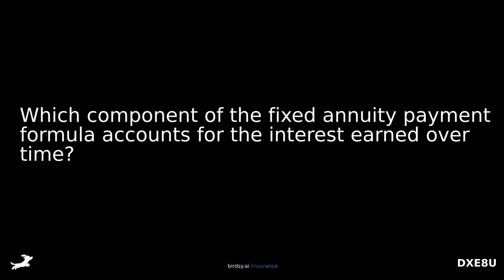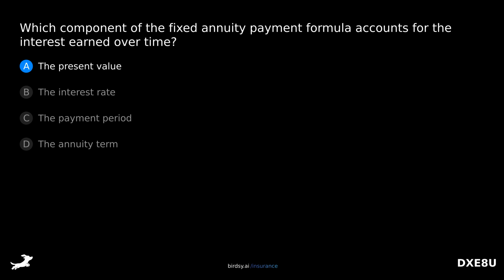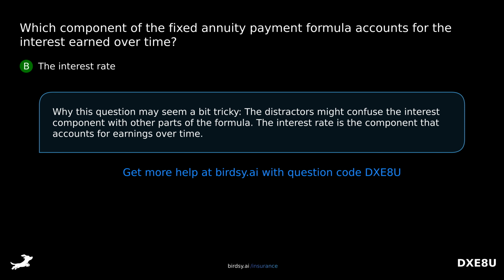Which component of the fixed annuity payment formula accounts for the interest earned over time? Is it A, the present value, B, the interest rate, C, the payment period, or D, the annuity term? The answer is B, the interest rate. Why this question may seem a bit tricky. The distractors might confuse the interest component with other parts of the formula. The interest rate is the component that accounts for earnings over time.